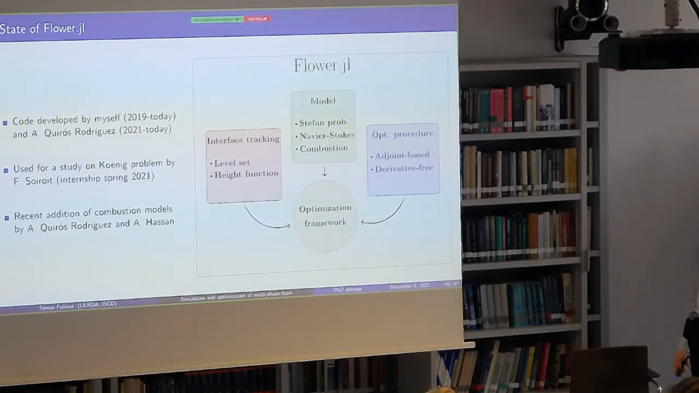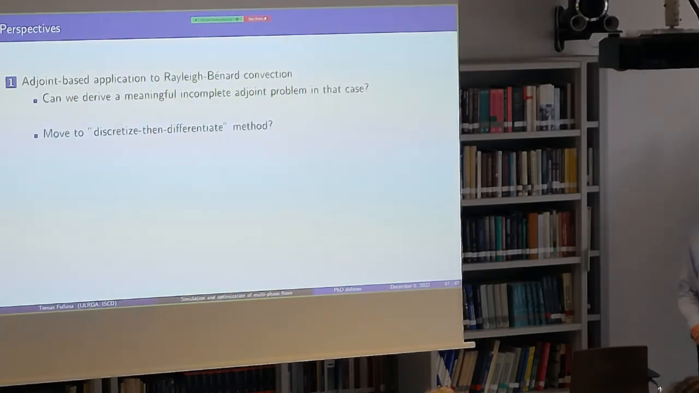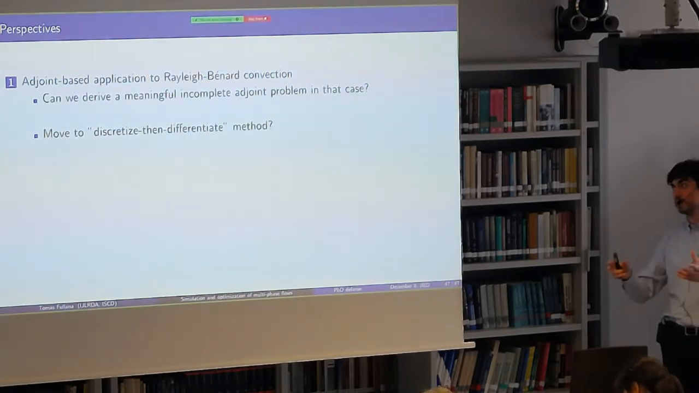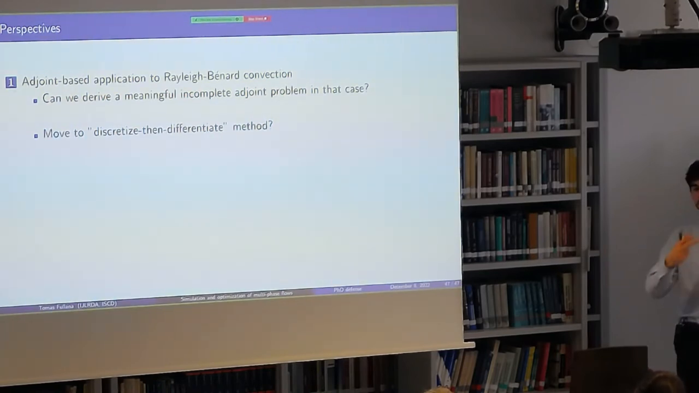Now, the perspective of this work. So the first thing that we want to do is we want to apply the same adjoint-based procedure to the case where we have the fluid flow simulated. So we want to know if we can derive a meaningful incomplete adjoint, continuous adjoint in that case, or do we need to revert to the other method, which is to first discretize to obtain a discrete adjoint.